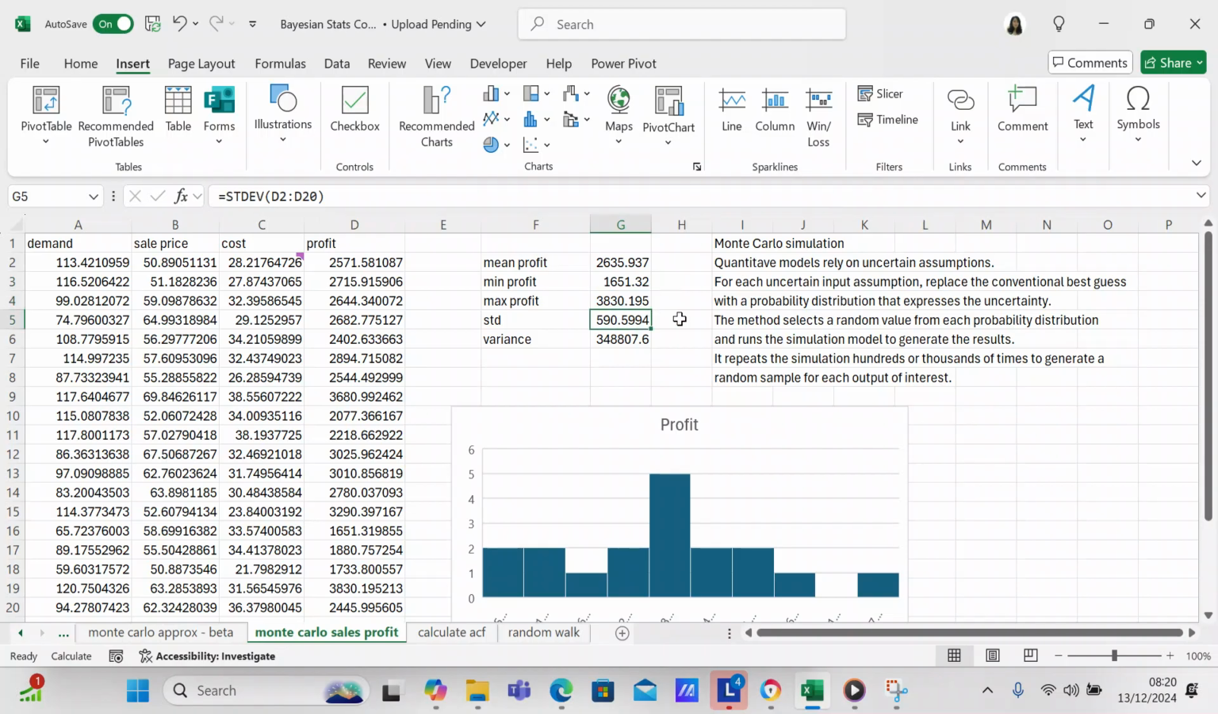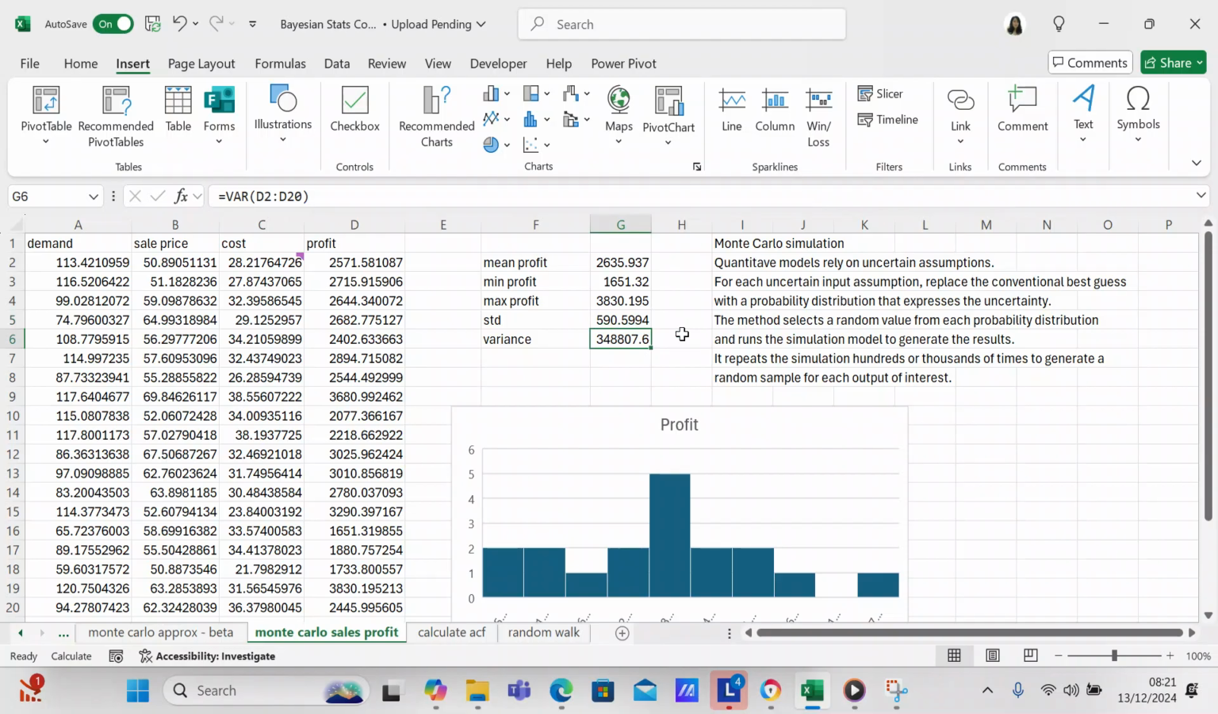You're going to have your standard deviation, because whenever you do a Monte Carlo simulation, you have to calculate the mean and the variance and other statistical formulas as well. So standard deviation of 590.5994, and it's going to be D2 to D20, and then you're going to have variance of D2 to D20, 348807.6. And basically that's how you do it, and then you can do other statistics as well.